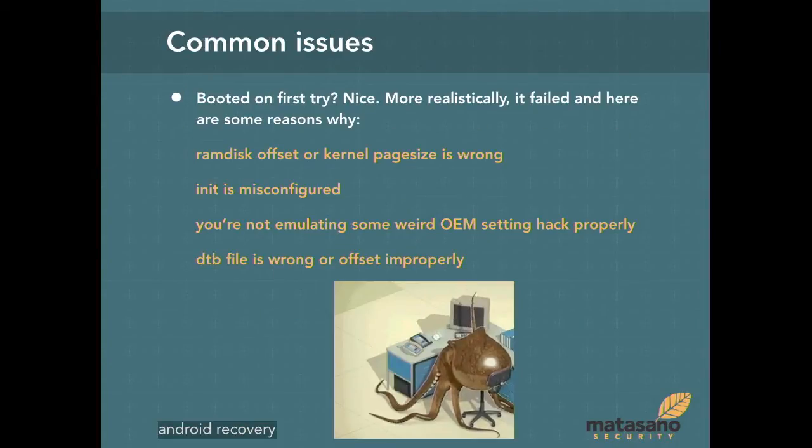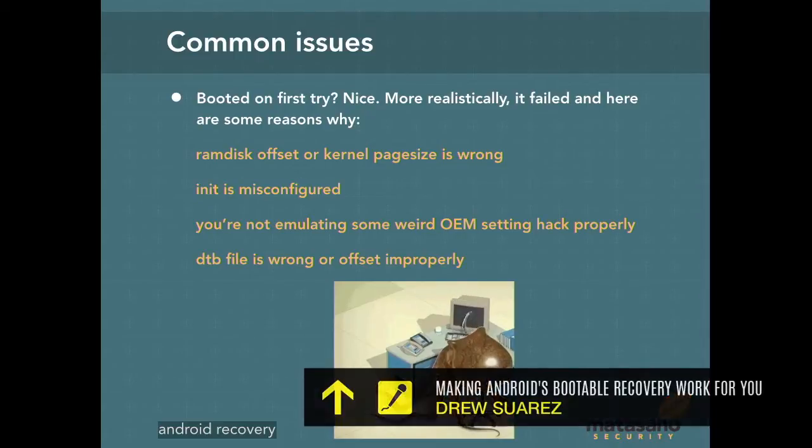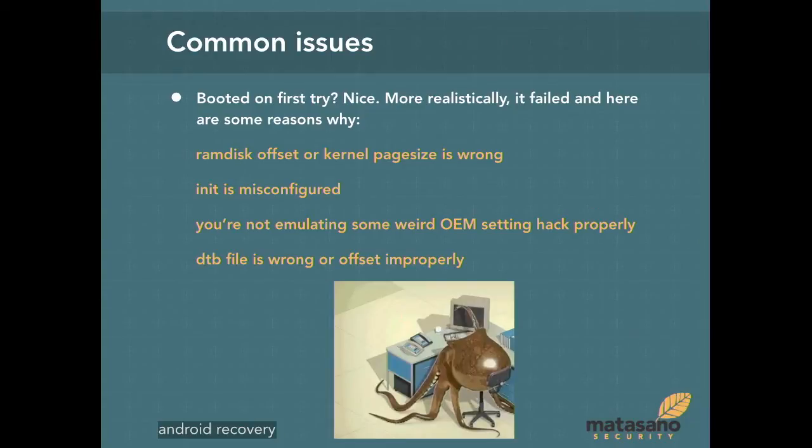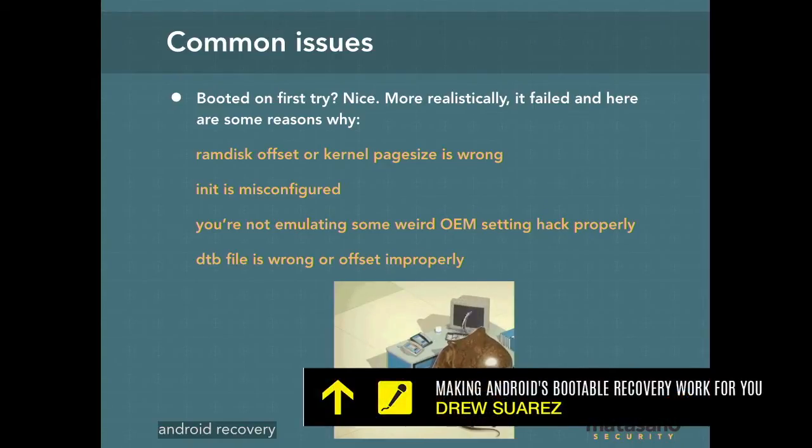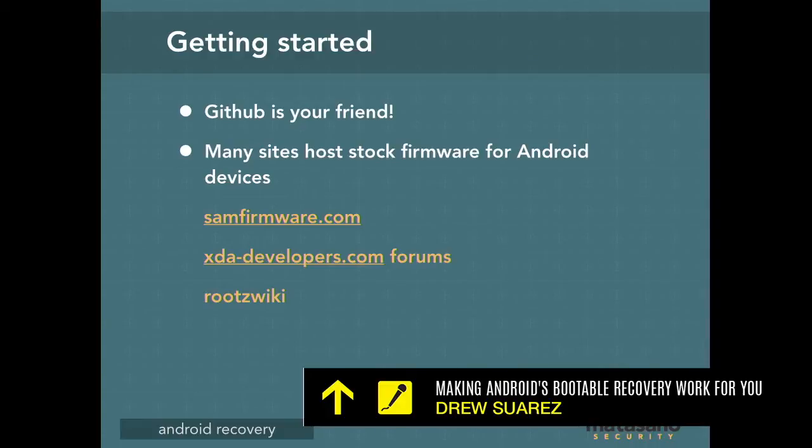So some common issues real quick. I'm running short on time here. If it boots on the first try, you're incredibly lucky. This is not common. So again, check the ramdisk offset, make sure init isn't misconfigured, make sure you're emulating some weird OEM hack, and make sure that the DTB file exists and that it's offset properly. And this image is kind of what you have to do sometimes, just bang on the keyboard until it works, right?